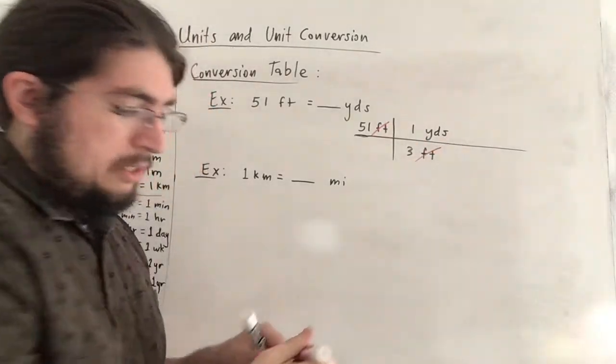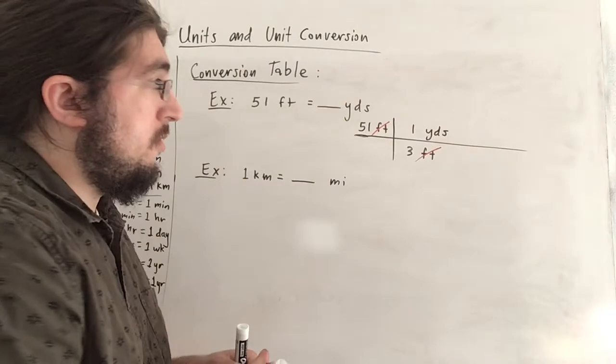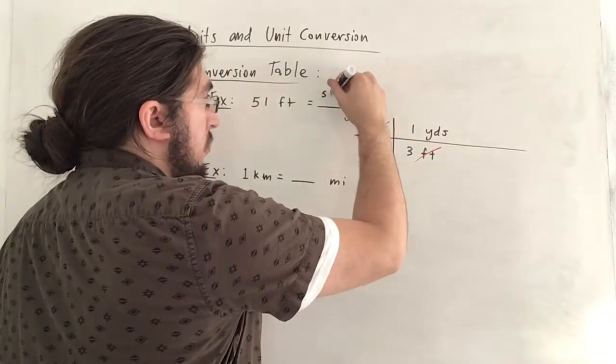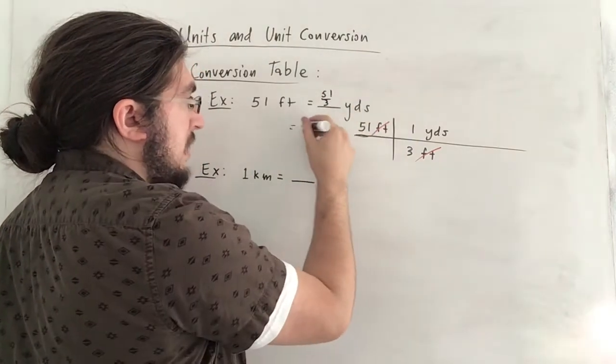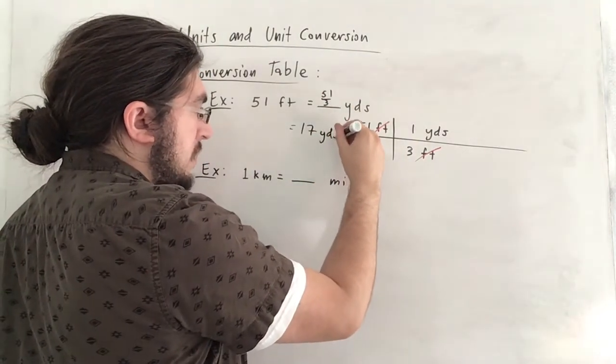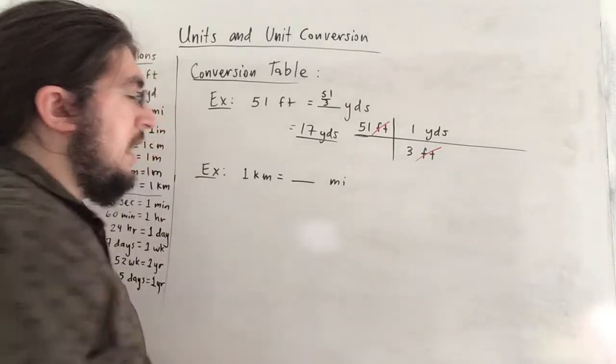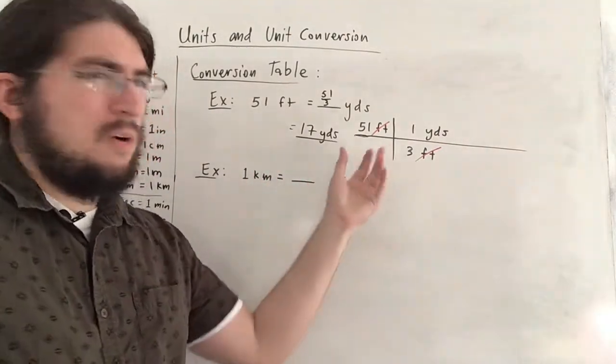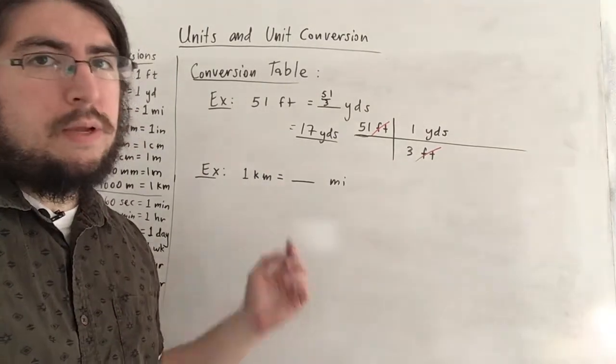So here the feet cancel, and 51 over 3 actually reduces. So this really is 51 over 3, but 51 over 3 is 17 using your calculator, or if you know how to do that in your head, that's fine. So the answer is 17 yards. Great. So again, it wasn't super crazy. This one will be a little crazy.